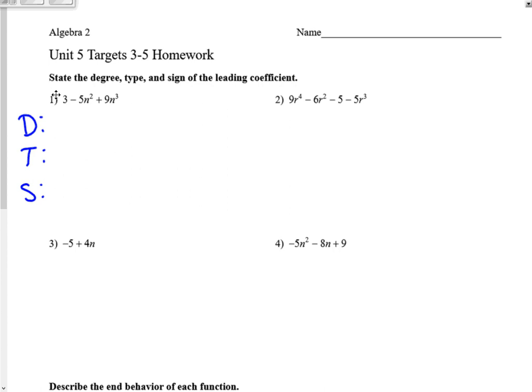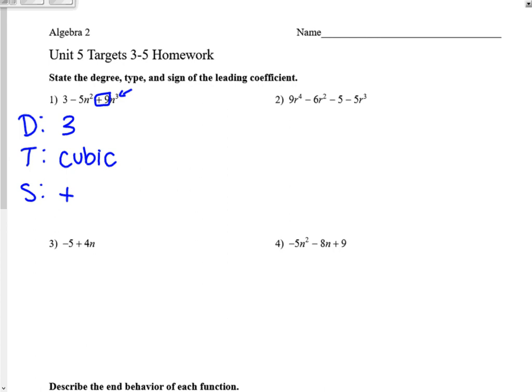So the degree of this polynomial is going to be degree 3 because 3 is my biggest exponent. Since 3 is my biggest exponent, I know the type of this polynomial is going to be a cubic. The sign of the leading coefficient, you always look at the number in front of your degree. So 9 is going to be my leading coefficient. 9 is positive, so my sign is positive.